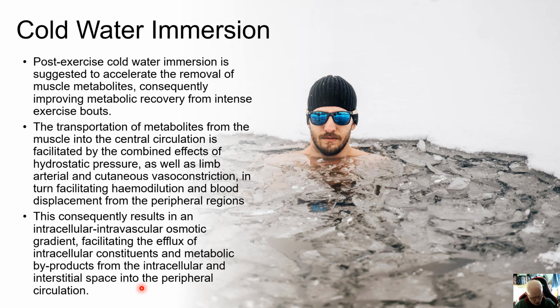It's by exposing somebody to the cold, this hydrostatic pressure combined with the reduction in blood flow coming into the cell because of the vasoconstriction leads to this osmotic gradient. And so you get metabolites now being directed out from the cell into the peripheral circulation and then being directed away from the cell into the central circulation.